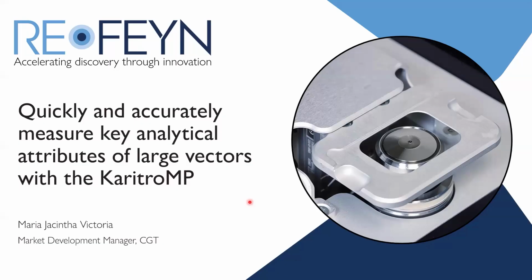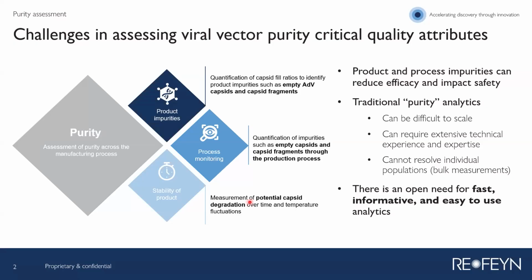For today's presentation, I would like to introduce our latest mass photometry instrument called the KaritroMP, the technology behind it, and how we can utilize it to measure key attributes for larger vectors. There are a number of critical quality attributes for viral vectors, but purity is one of the key attributes. This is mainly because the presence of impurities in your product can significantly impact the quality, efficacy, and finally the safety of your product.